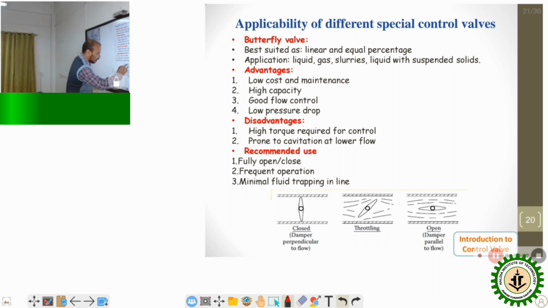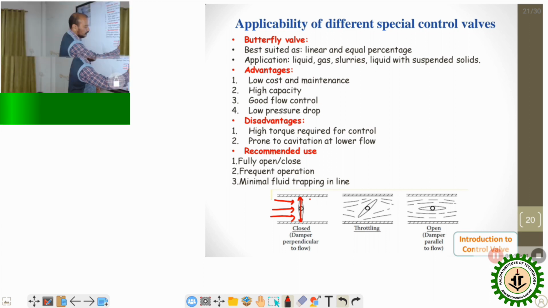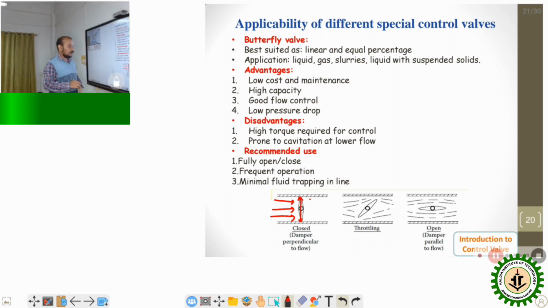That is closed right now, and the control valve will not give any output from the upstream to the downstream side, whereas in throttling, this is the position in which your control valve is moving right now, nearly a 45 degree angle, in which throttling of the fluids can be done. Open condition means the damper is parallel to the fluid flow, so there will be lesser restriction for the flow of the fluid. Entire fluid can flow through it.